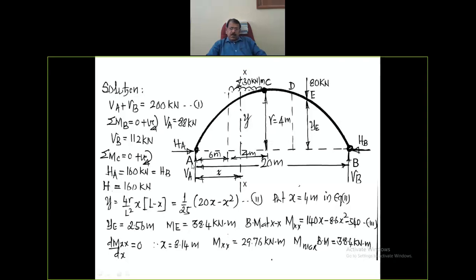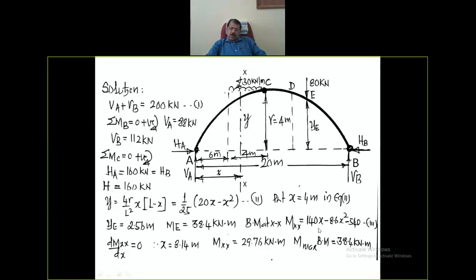Further, in the portion AC, assume the section XX at a distance x from the point A as shown in figure. Call the ordinate at that point as Y. Now write down the expression for the bending moment about this section XX, that is given by MXX is equal to 140 into x minus 8.6 x squared minus 540. Call that as equation number 3.